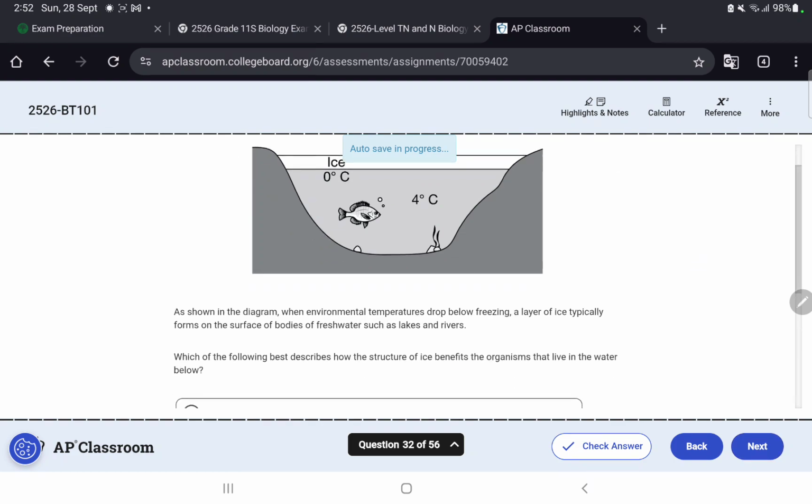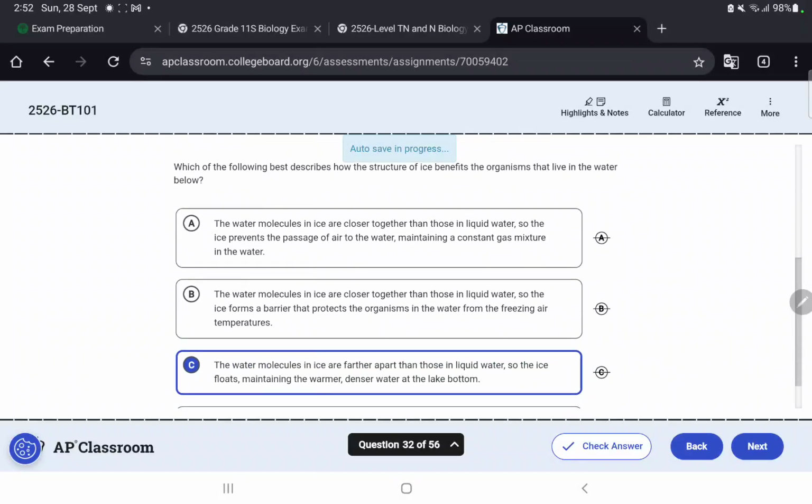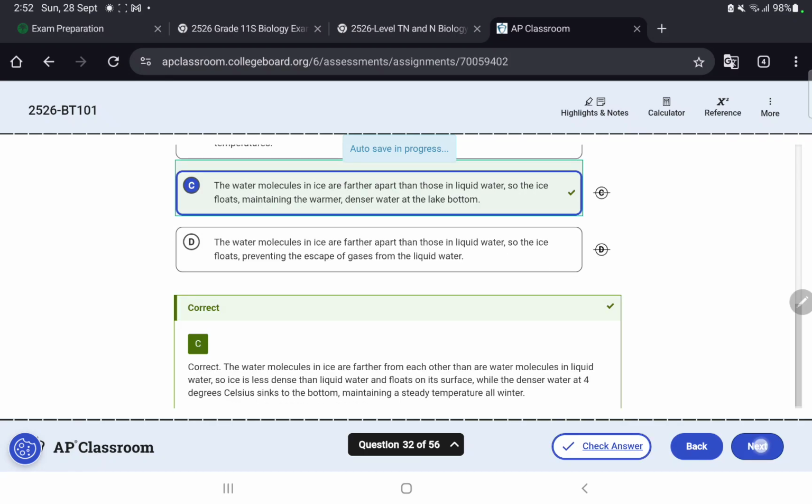As shown in the diagram, when environmental... guys, this is an AMS question. They're asking you what the function of ice is. So the water molecules in ice are farther apart because ice is less dense than water. So the ice floats. It maintains the water temperature that's down and keeps the cold out.